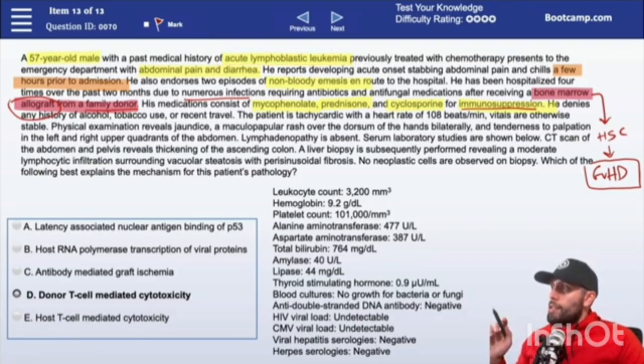The patient denies any history of alcohol, tobacco use, or recent travel. Okay, all right, so let's keep going here. So the patient's tachycardic with a heart rate of 108, vitals are otherwise stable. This is an important line, right? If you're thinking about what's causing this patient's problems, well, he's got all these infections from before.